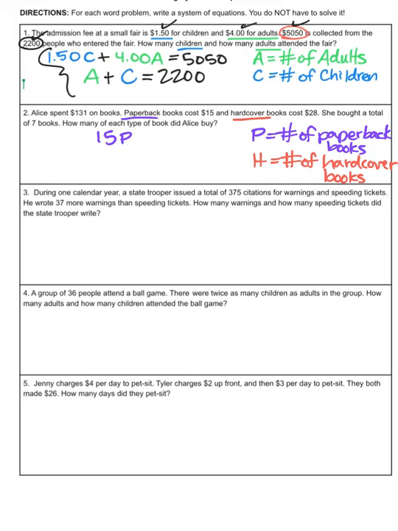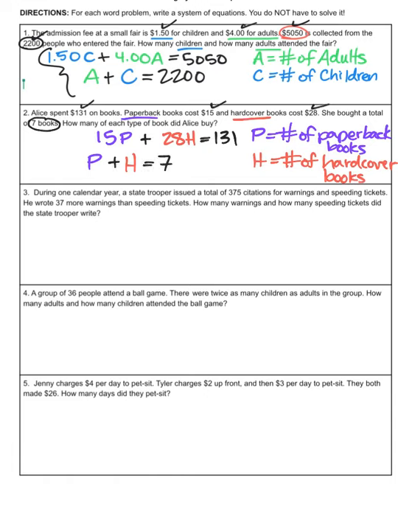All right, so 15 times P for the number of paperback books. And I know hardcover books cost 28. So I'm going to write 28H. And I know that if I add these up, her total spent was $131. So I've used all of the numbers that have dollar signs. My last number that I need to use is this 7 books. All right, well, I know however many paperbacks she bought plus however many hardcovers she bought has to equal the total number of books she bought, which is 7.